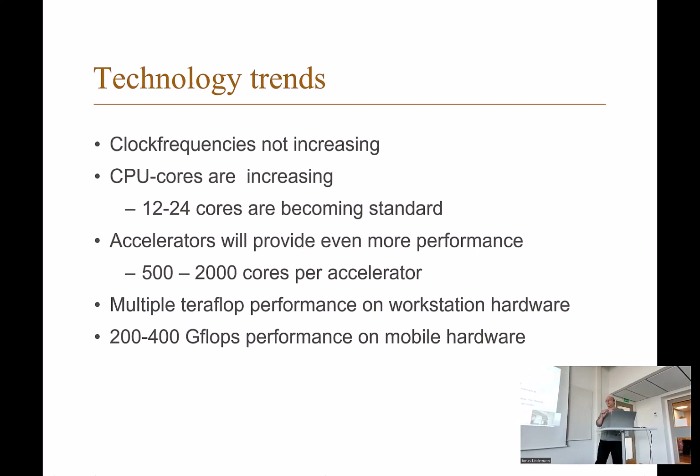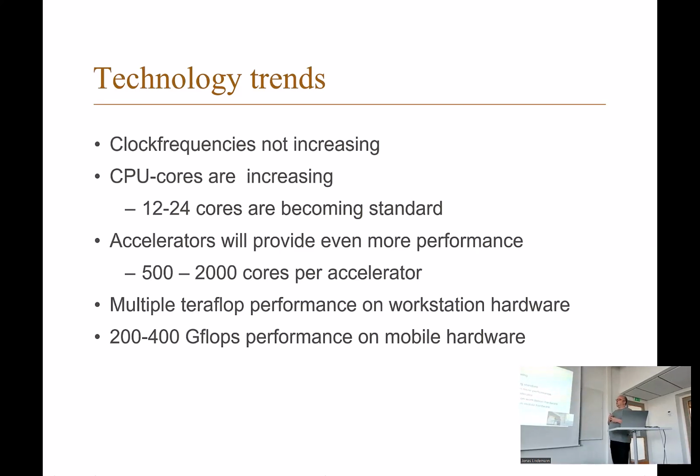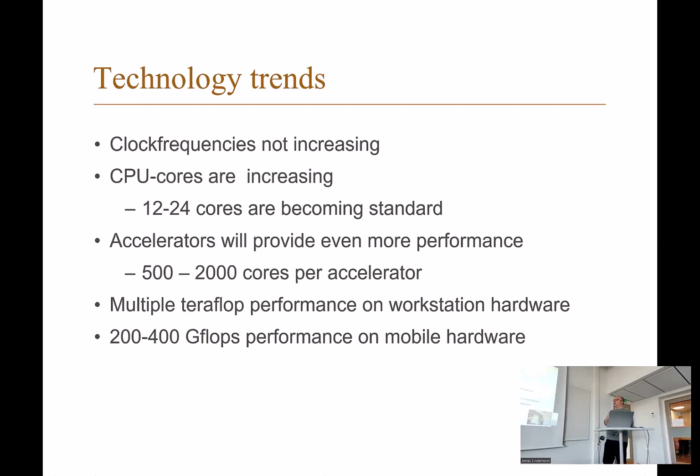And these cores are not the same as you have in the normal processor in your computer. They are specialized cores, but they can actually do a lot of things really fast. That means that you have multiple teraflops. FLOPS is floating point operations per second: performance on normal workstation hardware, and 200 to 400 gigaflops on mobile. So we have a lot of power in our computers.